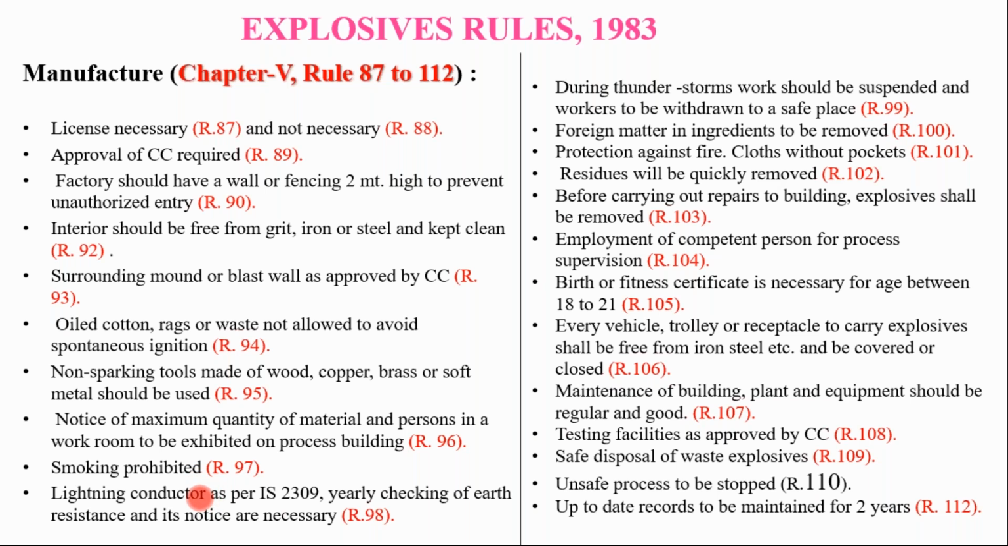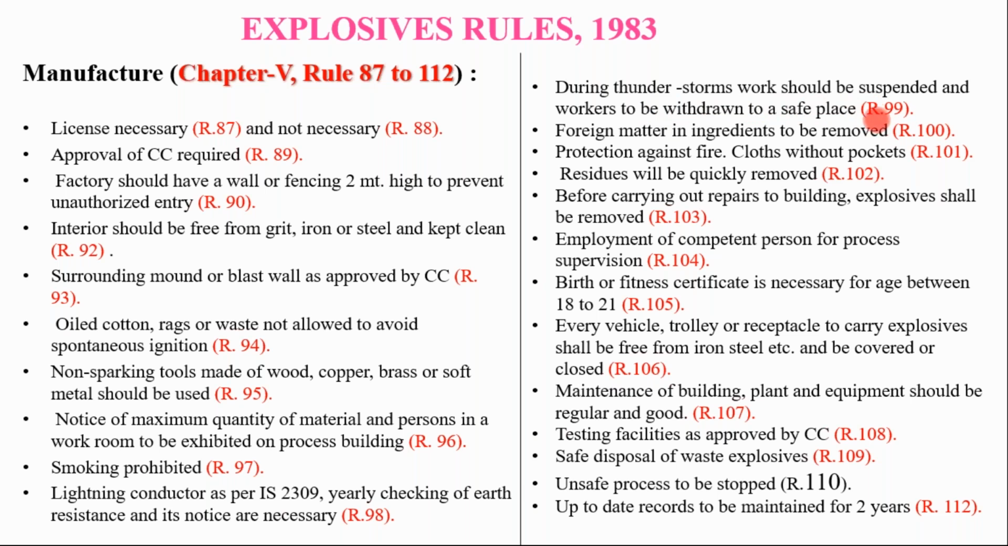Then as per IS 2309 and with reference to rule 98, lightning conductors, yearly checking of earth resistance and its notices are necessary. So we have to again avoid the explosion or fire chances by using these lightning conductors in case of lightning. Then rule 99 is related to thunder. During thunderstorms, work should be suspended and workers to be withdrawn to a safe place.